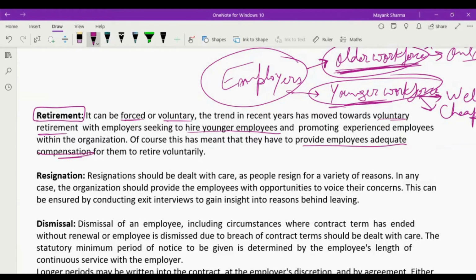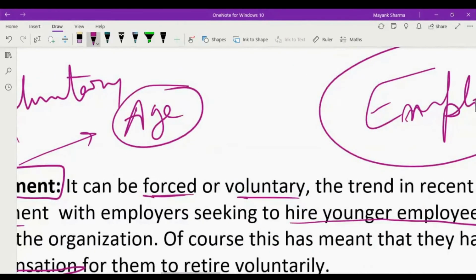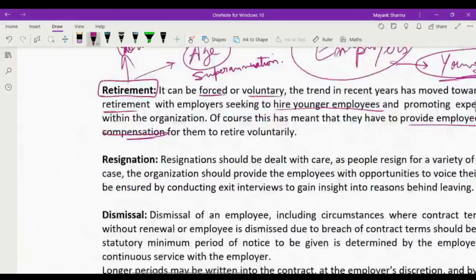So retirement can be voluntary, can be forced also sometimes, can be because of age also. If it is because of age, it is known as superannuation. It is called superannuation. Pardon me for my handwriting. You can also note all these things in your study material.